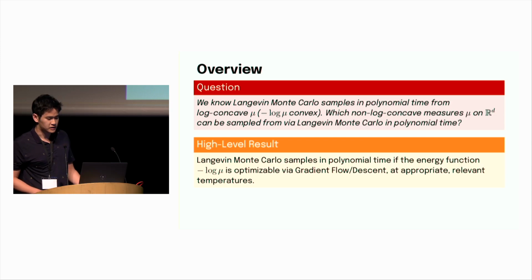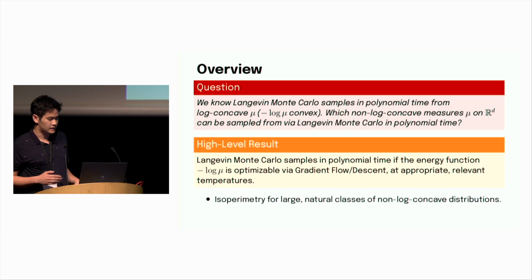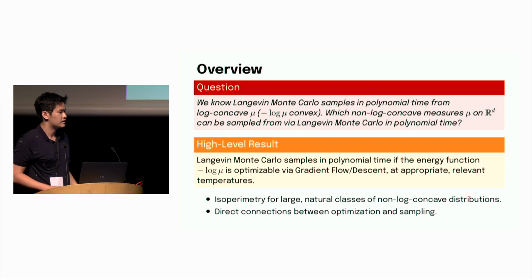So at a high level, we established the following. We show that Langevin Monte Carlo can sample in polynomial time in dimension and inverse temperature if the energy function negative log mu is optimizable by gradient flow at an appropriate temperature setting relevant for sampling. We proved this result through establishing isoperimetric inequalities from scratch for a large natural class of non-log concave distributions, when typically you think of isoperimetric inequalities in the continuous context as holding for log concave measures. And perhaps more fundamentally, we establish direct connections between optimization and sampling at the algorithmic level.